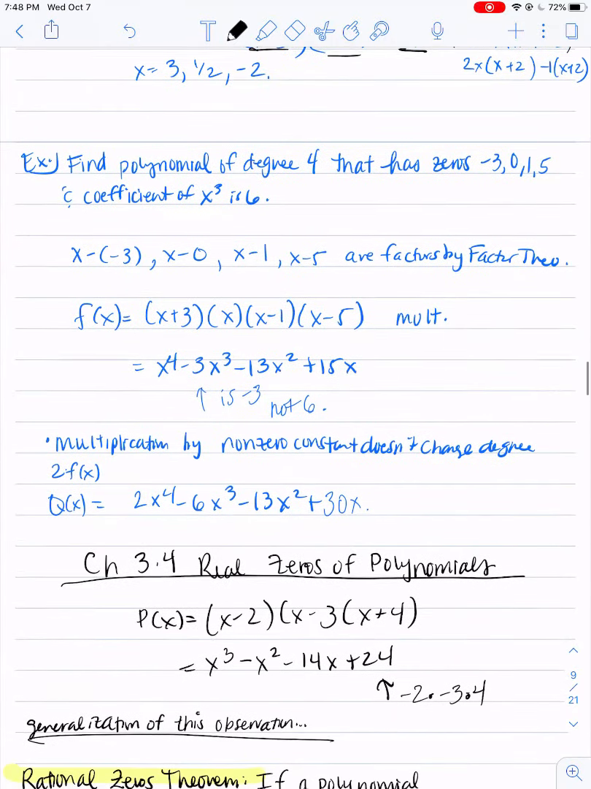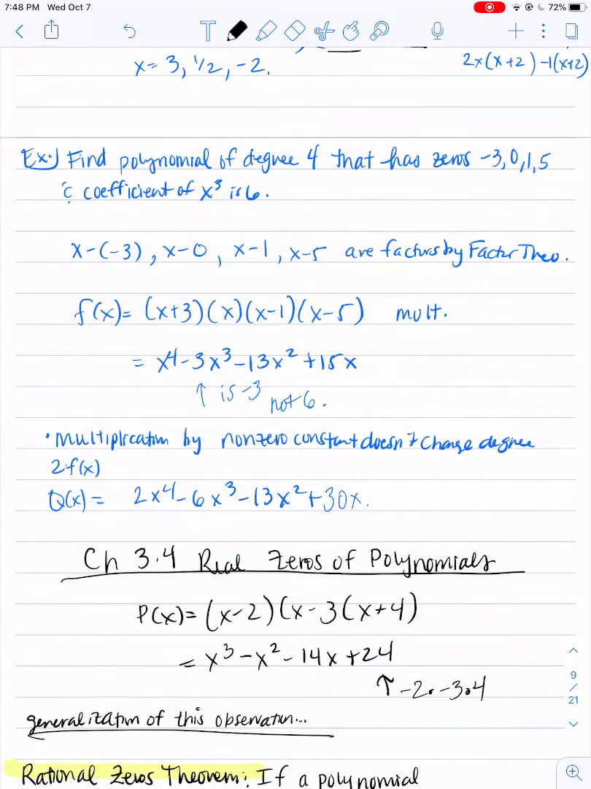Okay. So for this next example, I'm going to find a polynomial of degree 4 that has zeros negative 3, 0, 1, 5, and a coefficient of x cubed that is negative 6. So I know that these are factors by the factor theorem because I have my zeros. And remember, for negative 3, I'm doing x minus negative 3 here. And so my factors are x plus 3, because I just combined those, x minus 1, and x minus 5 is the breakdown of our polynomial.